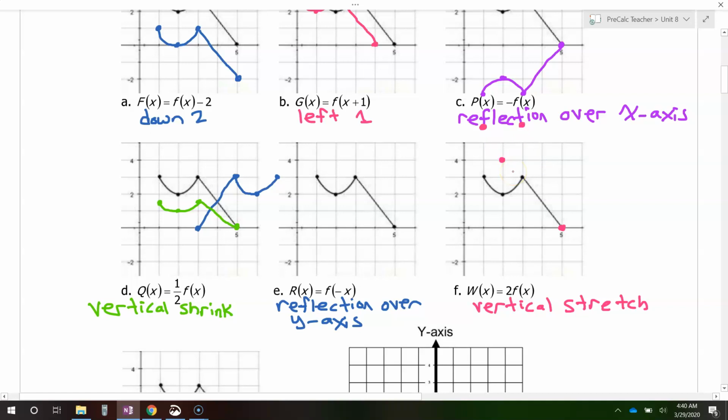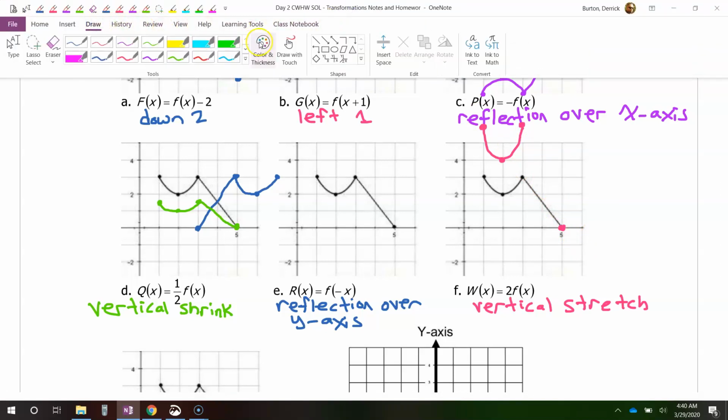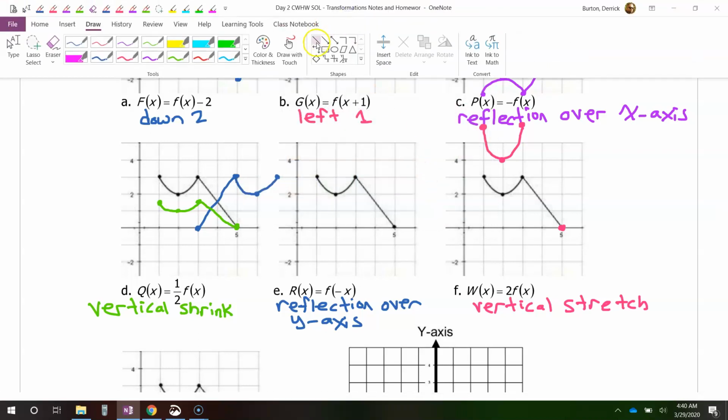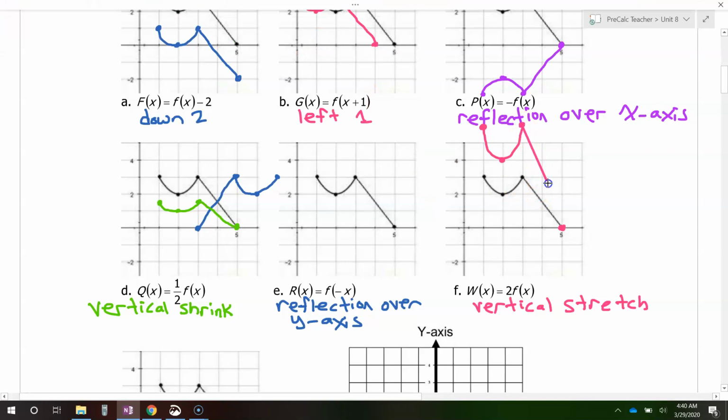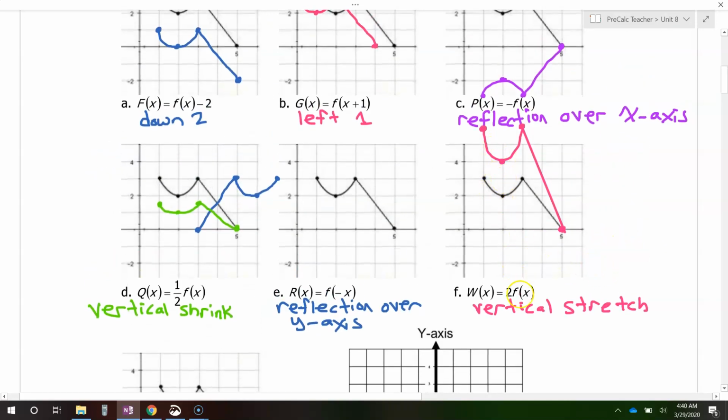Wow. I might cheat and use my line drawing tool for the last little bit there. That's a long way for me to freehand. So I'm going to just cheat and go like that. Okay, great. Vertical stretch by a factor of 2.